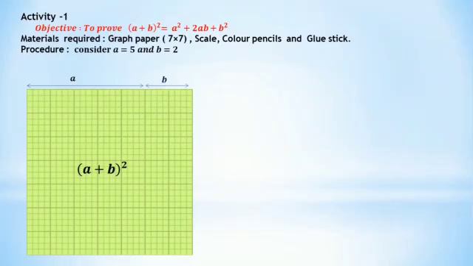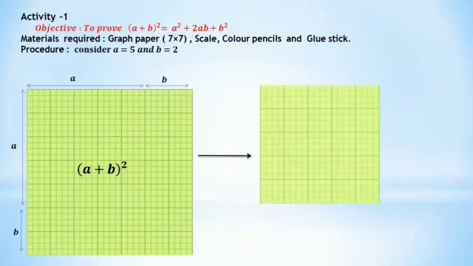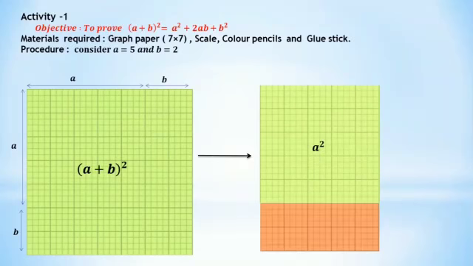A is equal to 5 and b is equal to 2. Now you can check. So a into a, this part is a square which has sides a and a. A into a is a square. Now let us take the rectangle which has length as well as breadth. Length is a and breadth is b. Therefore it is a into b.